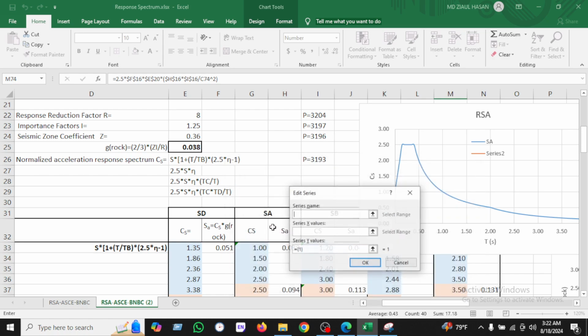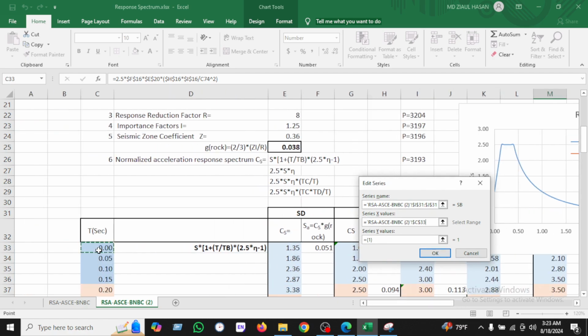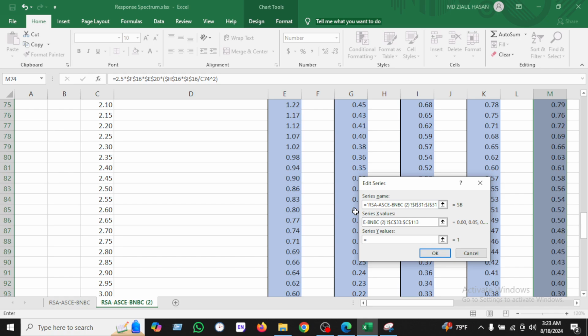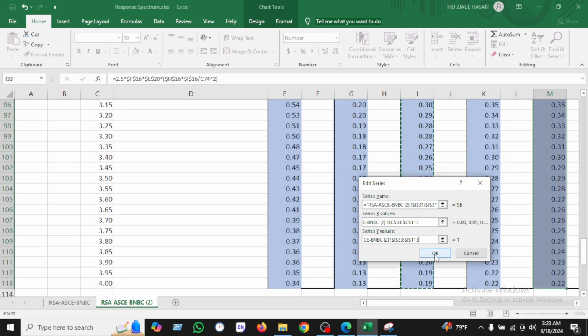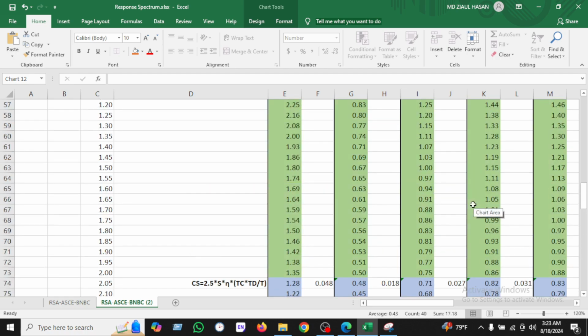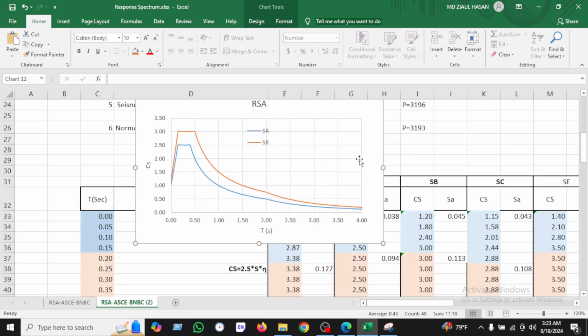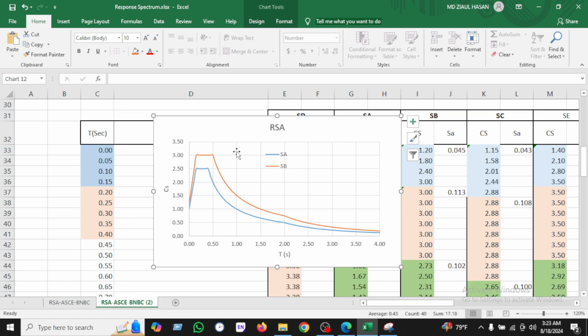In the same way, SB is here, and the X value is the time period, and the Y value is CS, up to 4 seconds. So this is our SB. So we have calculated and plotted SA and SB in the same way.